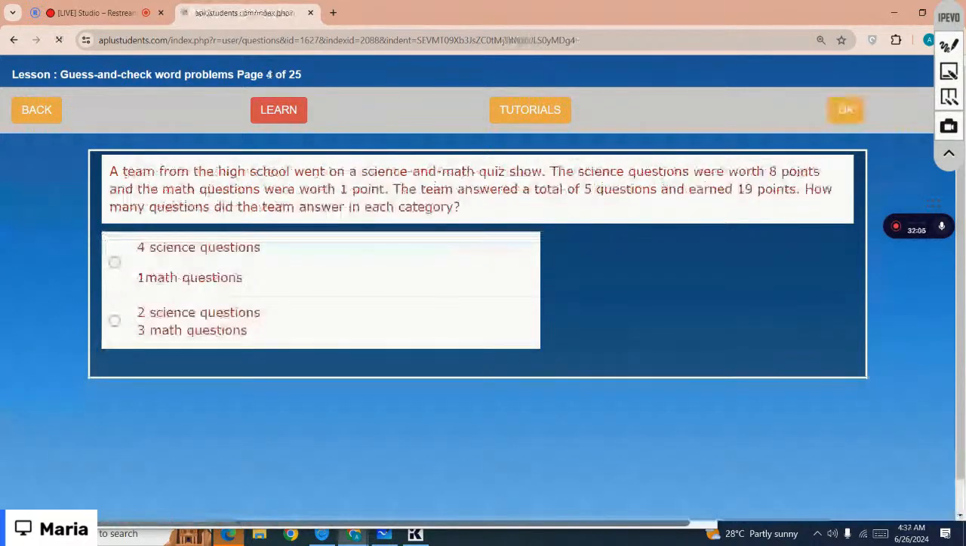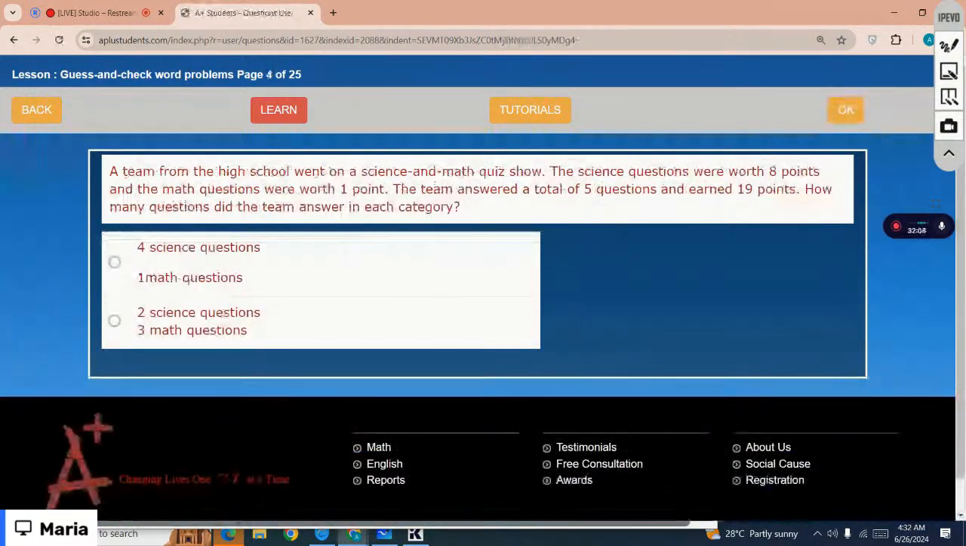A team from the high school went on a science and math quiz show. The science questions were worth 8 points and the math questions were worth 1 point. The team answered a total of 5 questions and earned 19 points. How many questions did the team answer in each category? Which is the correct option?